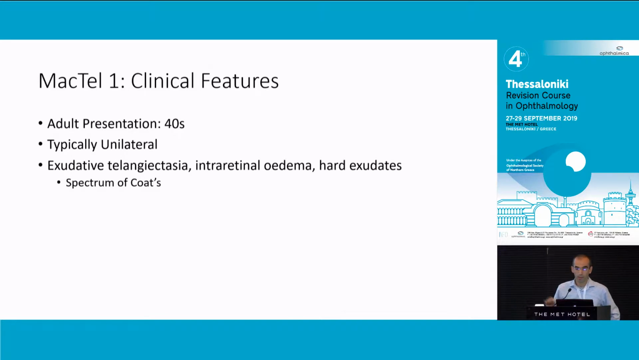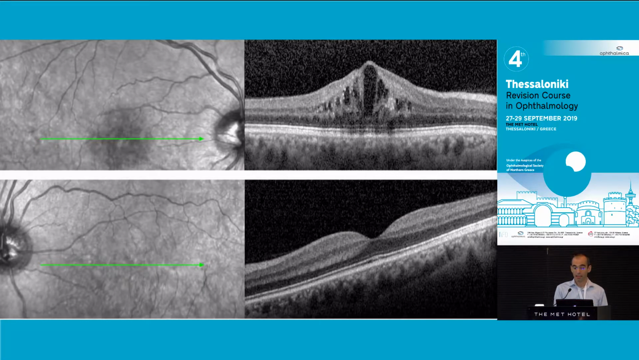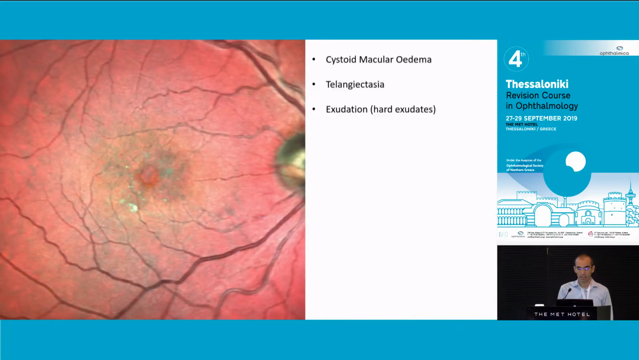So we'll first talk about MacTel 1. It's typically a unilateral condition. It's probably part of the spectrum of Coats disease, and it involves an exudative telangiectasia with intraretinal edema, and you often see how it exudates. So this is an OCT of a patient with unilateral involvement. We see cystic macular edema, telangiectasia, exudation.